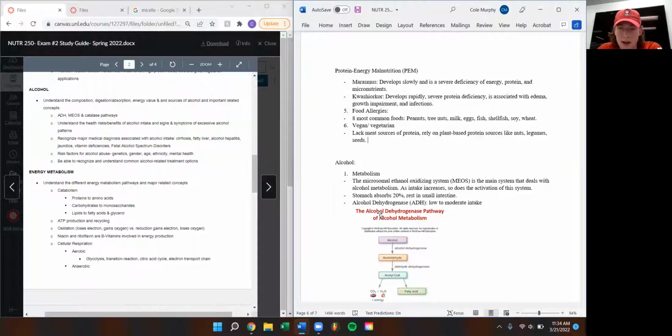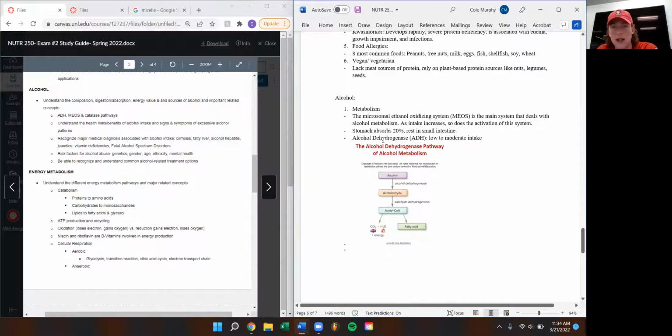And then knowing the alcohol dehydrogenase pathway, I think this is the second one. This visual is kind of helpful just so you can see it. Knowing what enzymes. So again, this ends with ACE. So it goes to alcohol, and knowing this pathway is going to be important too. And this is just going to be for low to moderate intake. So the MEO system is going to be for people who are binge drinking, some college students.